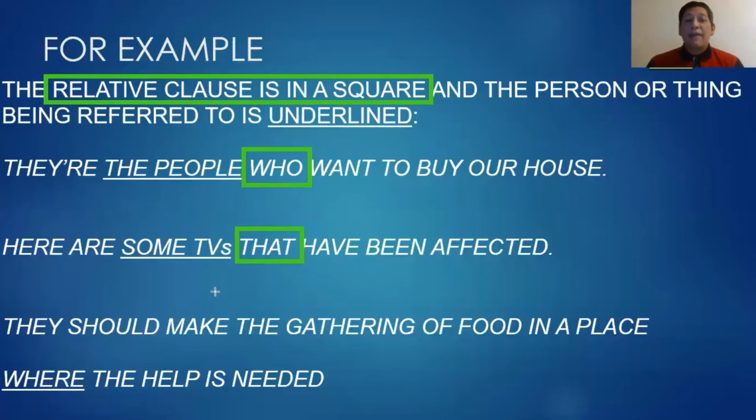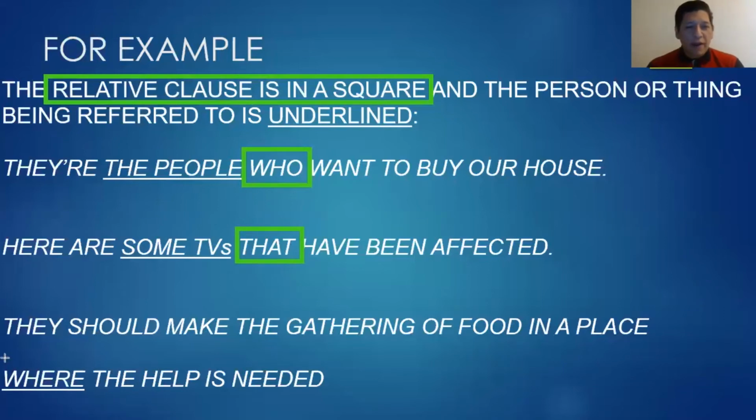Now, it says, they should make the gathering of food in a place where, where is underlined, is that correct? I mean, in the instruction it says, the relative clause is in a square and the person or thing being referred to is underlined. So if I say where and I leave where as the underline, that is not correct. I did that on purpose for you to check, okay? Remember, we're breaking the 4th dimension. I'm talking to you, yes, to you. And if you check that mistake, congratulations. Bravo, you did it. If you didn't, don't worry, we're going to do it.